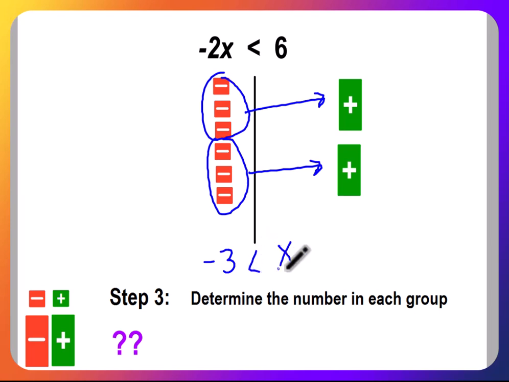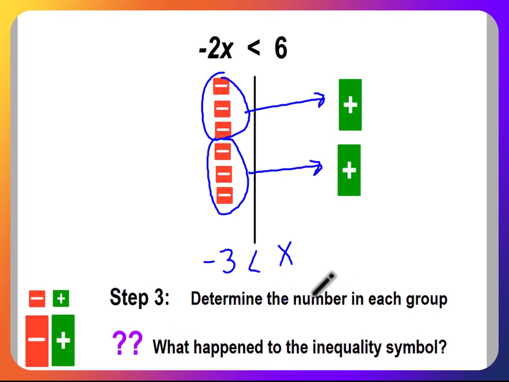Bring down your inequality symbol. So what happened here? What happened to the inequality symbol? When we started this, it was going to be x is less than some number. But our answer is now x is greater than some number, which is negative 3. The inequality flipped, didn't it? That's why when you have a negative coefficient, if you have to multiply or divide the inequality by a negative number, you have to flip the inequality symbol, and this is why it gets flipped.